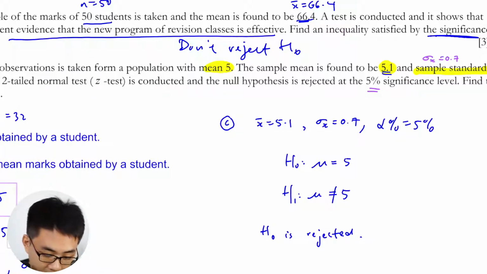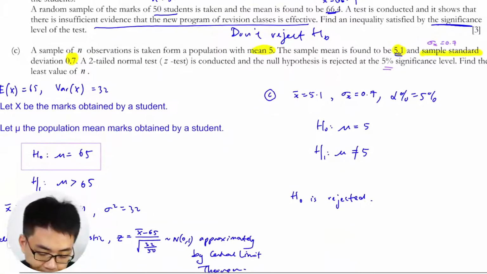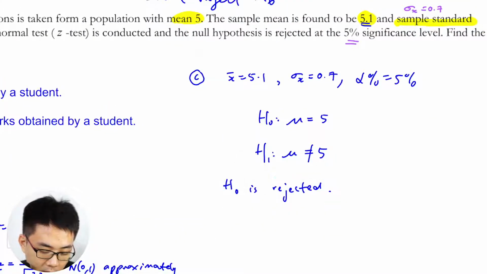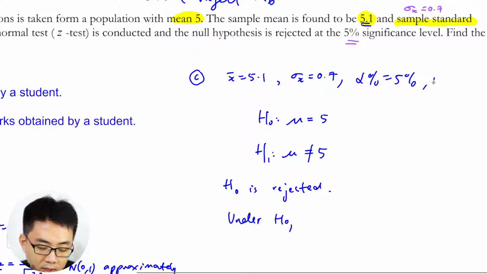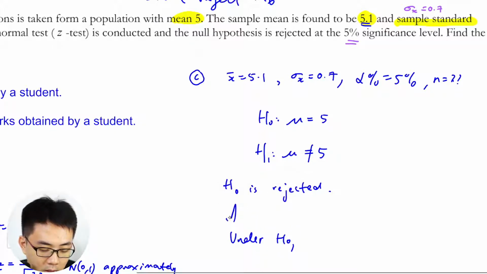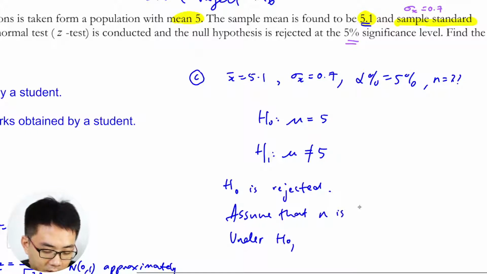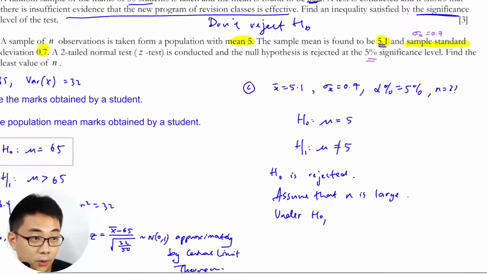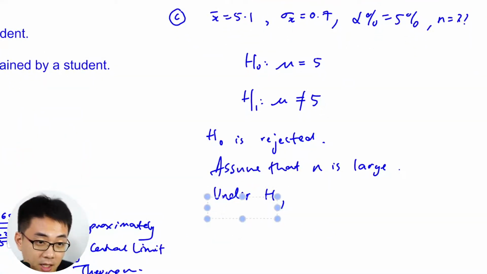Now the first thing is this. We need to write under H naught. Now we do not know what our n is, but we're just going to assume that n is a large value. If you don't assume, you wouldn't know whether you can use CLT or not. So that's the first thing. You just assume that it's large first.